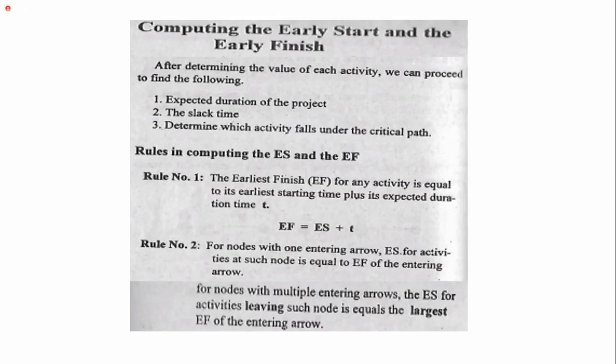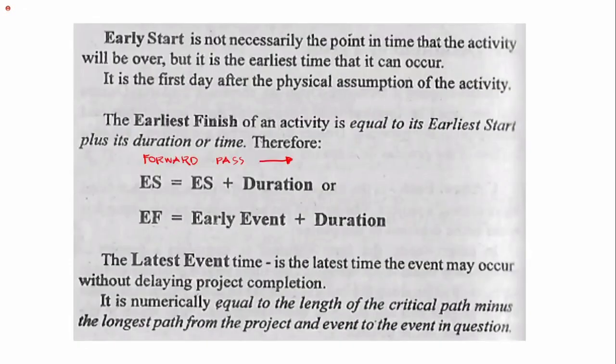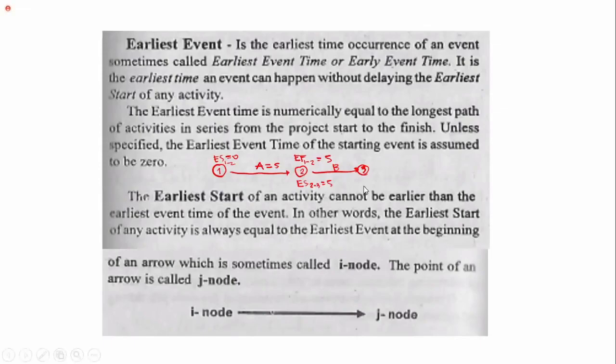Early finish for any activity is equal to the earliest starting time plus its expected duration. So we have early finish is equal to early start plus the duration t. Then for nodes with one entering arrow, ES for activities at such node is equal to EF. So ES of 2 to 3 is just equal to the EF of activity 1 to 2.